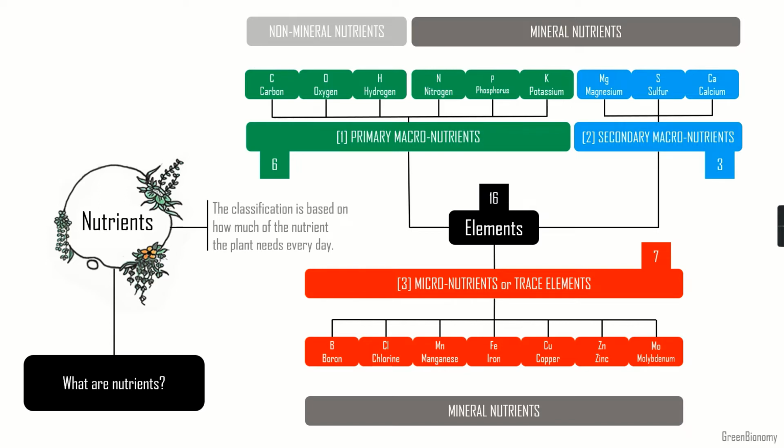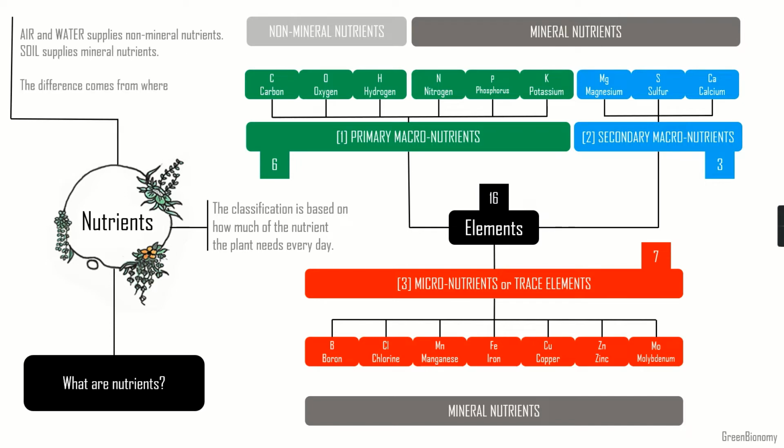The mineral nutrients are the ones that are provided by the soil. So they are present in the soil and they dilute in water, and that is what allows the plant to absorb them with their roots. So mineral nutrients are provided by soil and non-mineral nutrients are provided by air and water. And the difference between the two comes from where the plants get the nutrients. So this is it for what are the nutrients. Now let's move on to our other questions.